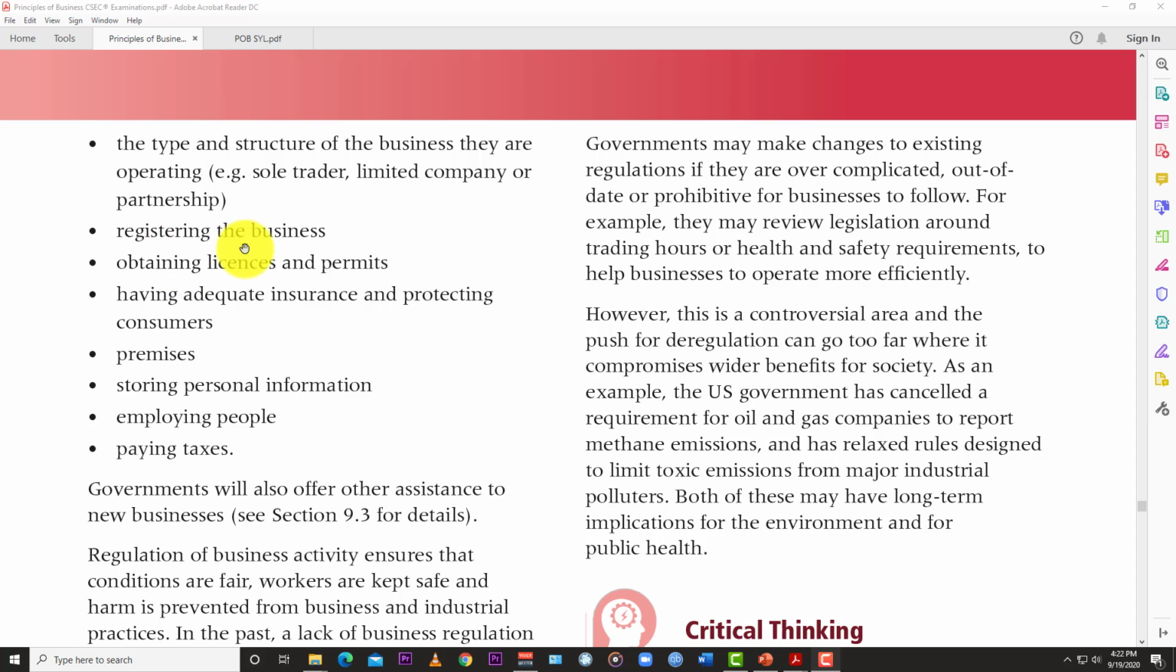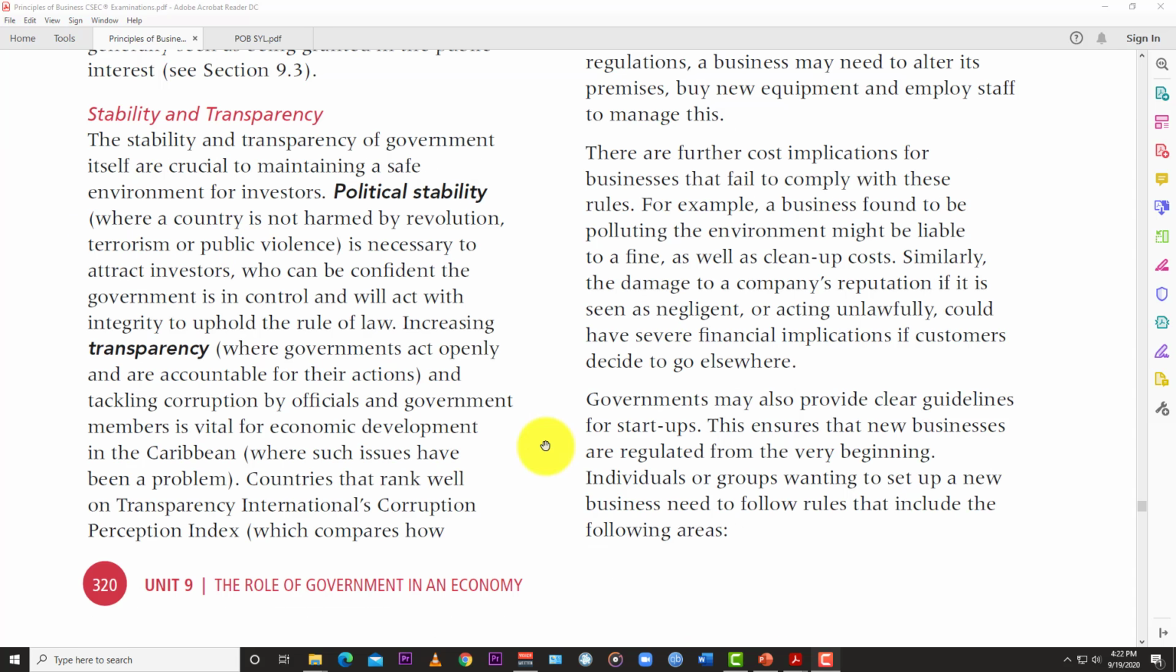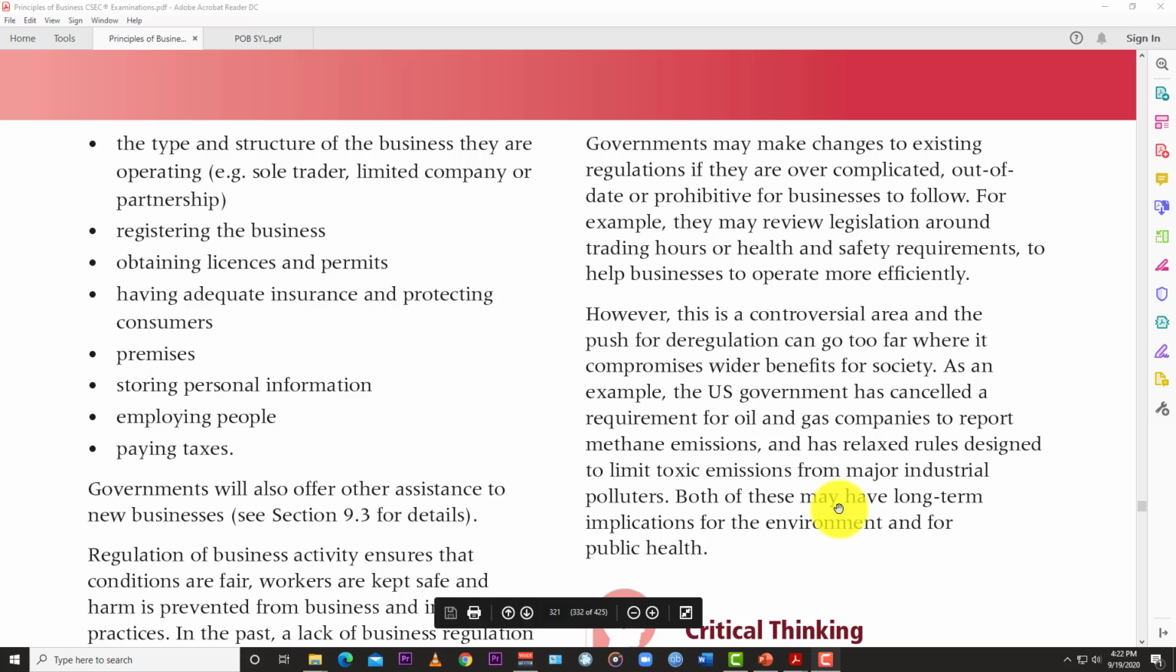So these are other responsibilities here. Government may also provide clear guidelines for startups. This ensures that new businesses are regulated from the very beginning. Individuals or groups wanting to set up a new business need to follow rules that include the following areas: type and structure of the business they are operating in, for example, a sole trader, limited company, or whatever.